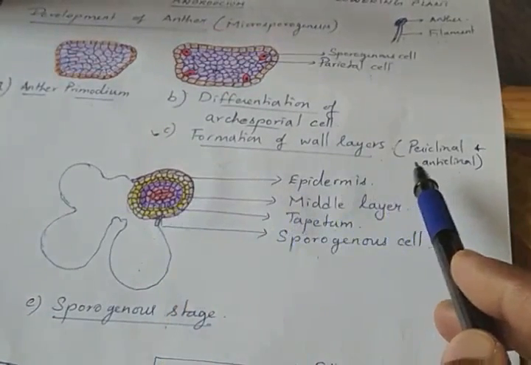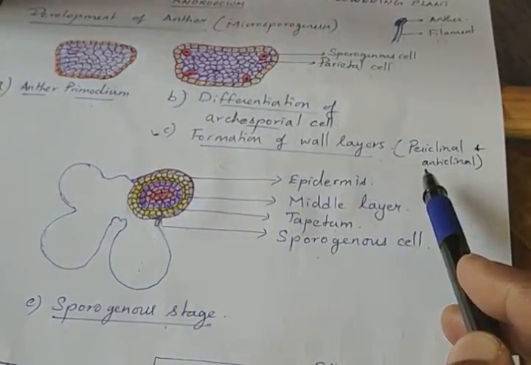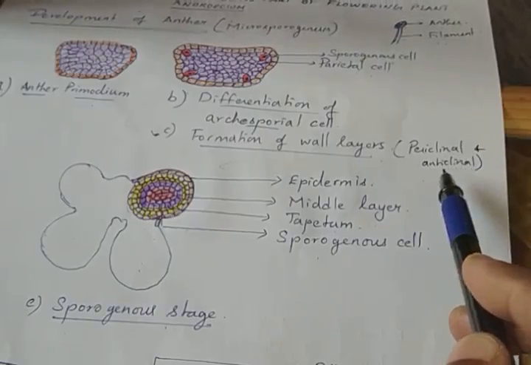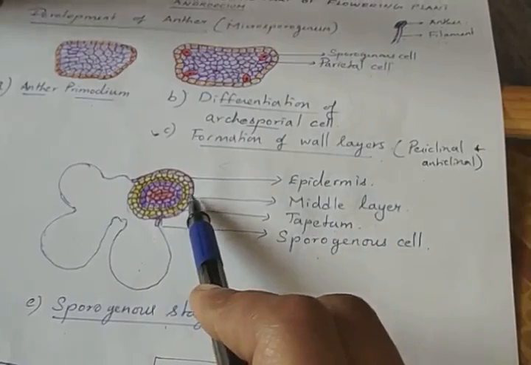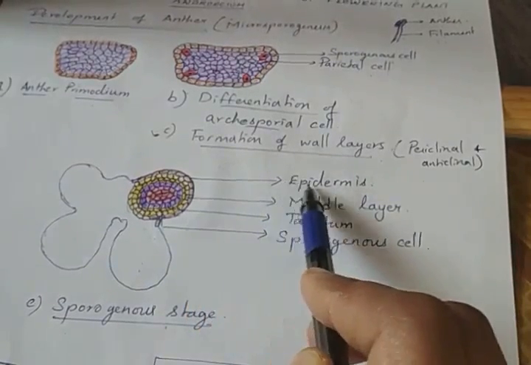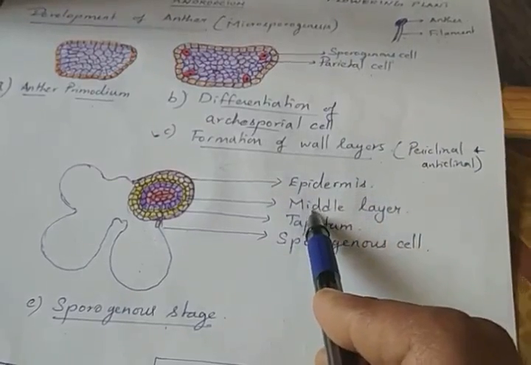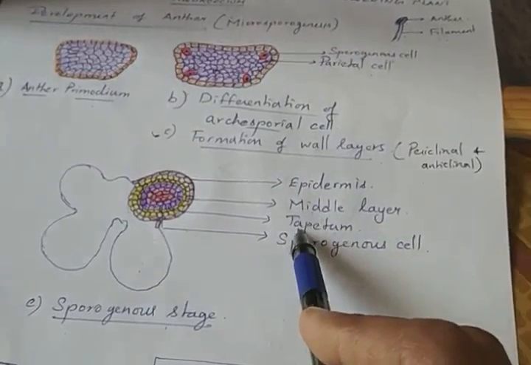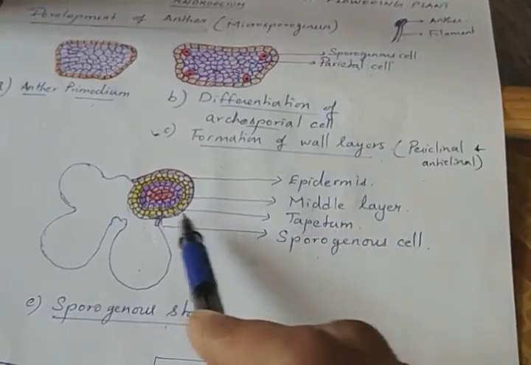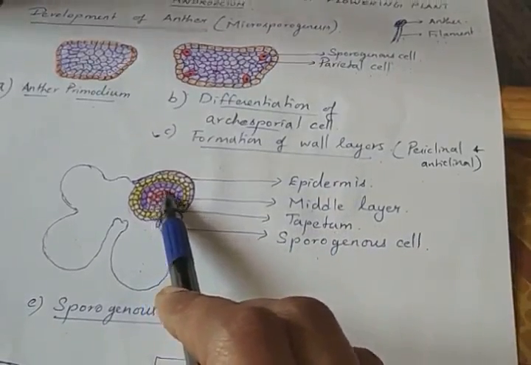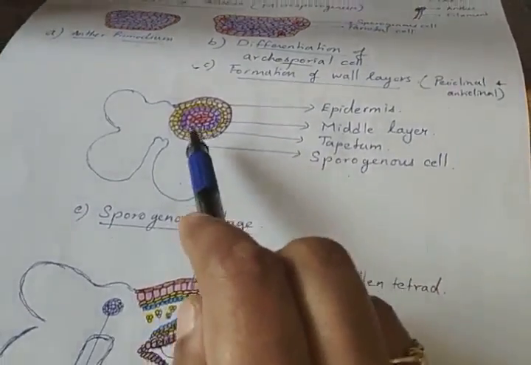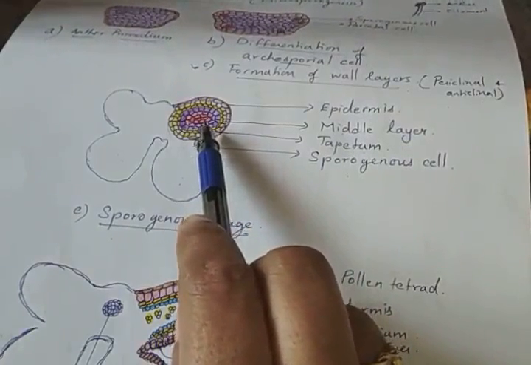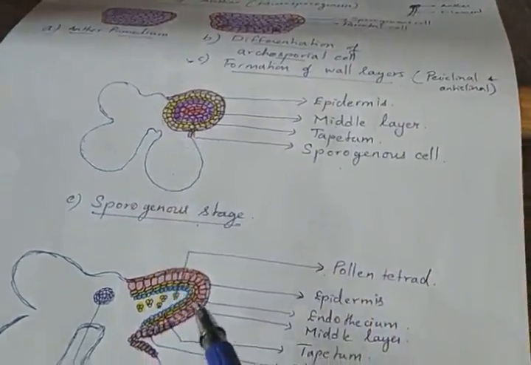Now, how does it develop? The primary parietal cells undergo many divisions in different planes, periclinal and anticlinal divisions in transverse and longitudinal planes, giving rise to many layers of cells. The outermost layer we call the epidermis. Next to the epidermis is the middle layer. Next to the middle layer is the tapetum, and next to the tapetum you can see the mass of cells that we call sporogenous cells. The sporogenous cells, seen in the middle of the anther lobe, divide many times mitotically to form sporogenous mother cells.